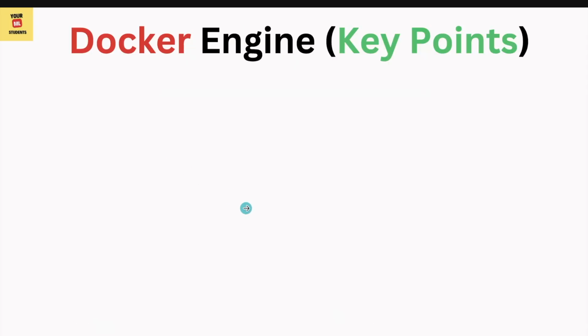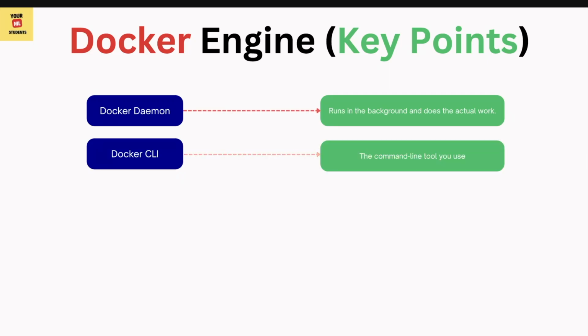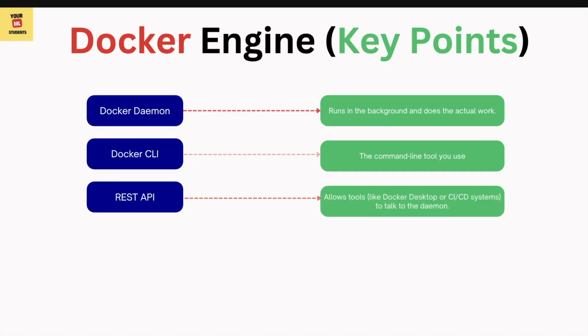Okay. So now let us try to understand a bit more detail about Docker Engine. These are some key points of Docker Engine. First, the Docker daemon: it runs in the background and does the actual work. Next, the Docker CLI. This is the command line tool where we will execute some commands. Last one is the REST API. This allows tools like Docker Desktop or any CI/CD system to talk to the daemon.